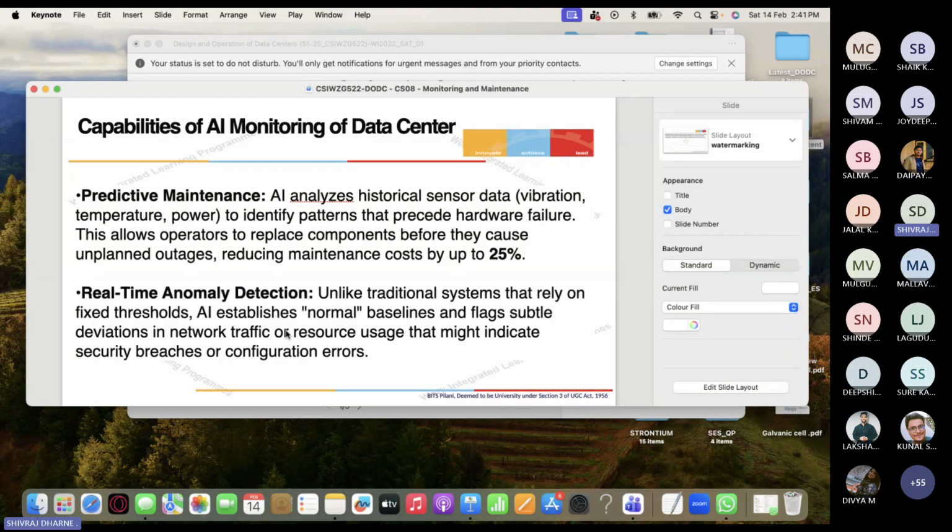So maintenance cost can be improved if you have the monitoring system, right? And real-time anomaly detection is possible, which traditional systems may not have, right? They have to rely on fixed thresholds, right? AI will establish the normal baselines and flag subtle deviations in the network traffic or resource use, and that will help you to take action in real time.